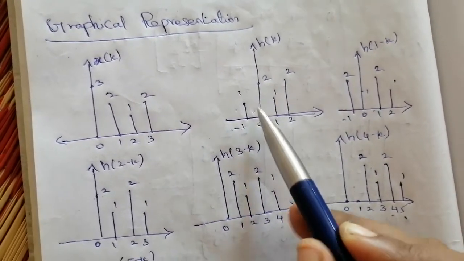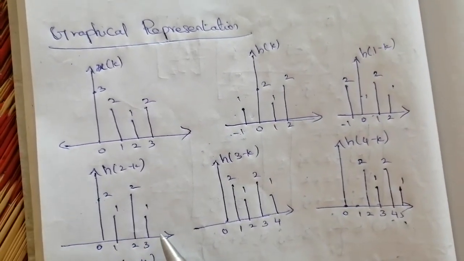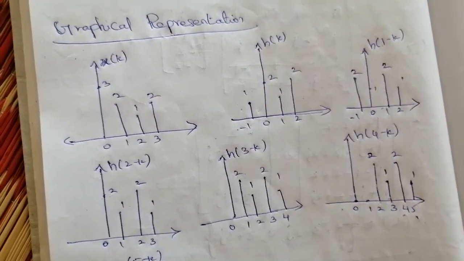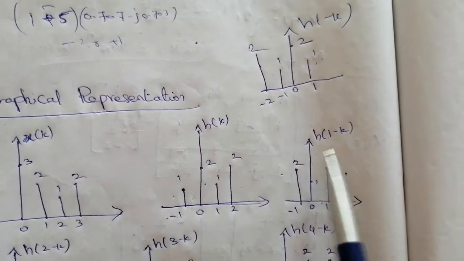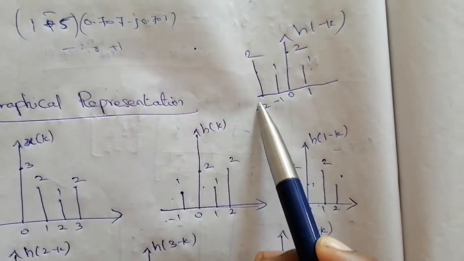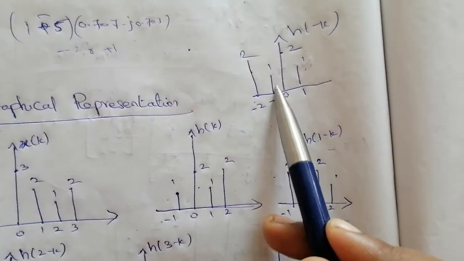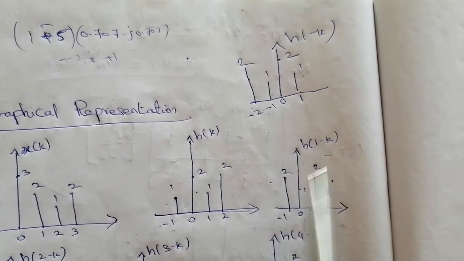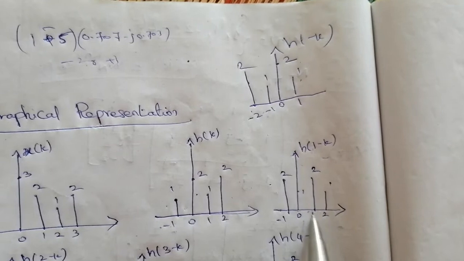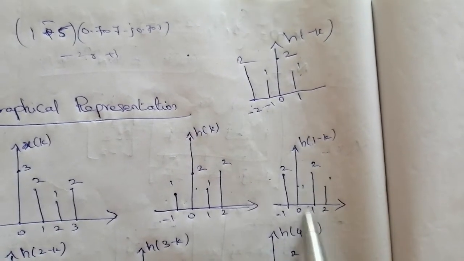This is h of minus k. The h of minus k equation is shifted to h of 1 minus k. So this value is shifted one position to the positive side. Minus 2 is shifted to minus 1, minus 1 shifted to 0, 0 shifted to 1, and plus 1 shifted to 2. So this is h of 1 minus k.